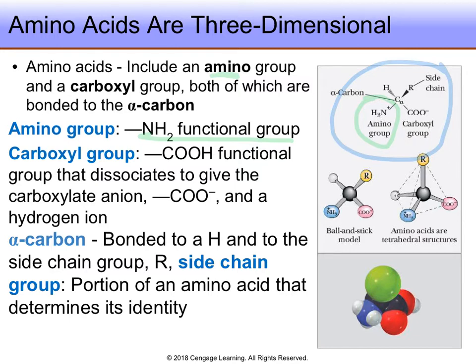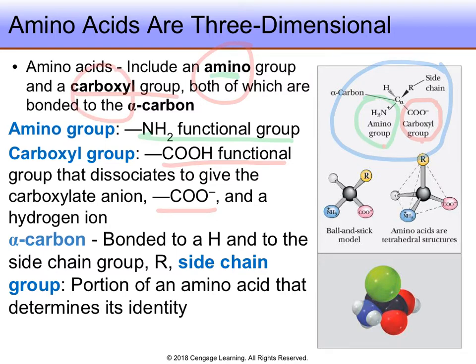Another important aspect of amino acids is the carboxyl group, and here's an example of a carboxyl group. Carboxyl groups are what we call COOH functional groups that, when they dissociate and give off a proton, become a carboxylate anion known as COO minus. We'll talk more about that a little bit later. But those are the two major components of an amino acid: both the amino group and the carboxyl group that we've shown here and here on the molecule.